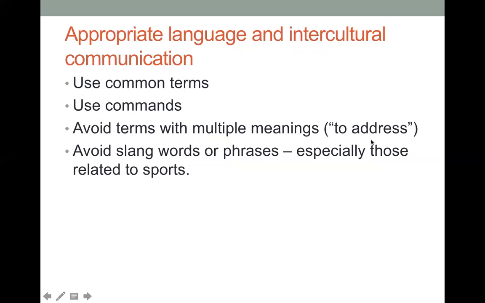Avoiding terms with multiple meanings. So for example, to address might mean to talk to a large audience, to address an envelope, or to ponder over an issue. And then avoiding slang words if possible. So ones related to sports would be dodge a bullet, strike out, you scored, run that by me one more time. Ones related to nutrition would be easy as pie or icing on the cake or have your cake and eat it too. Or sweet as a sundae, things like that. So avoid those because a lot of times people won't understand what you're talking about if they're from a different culture than you.